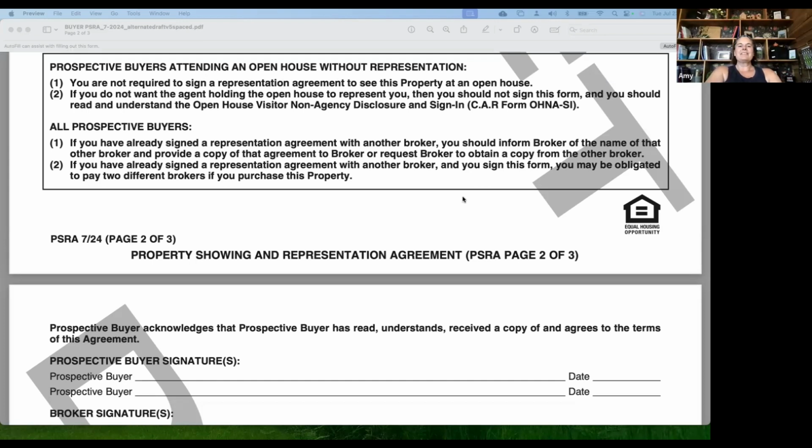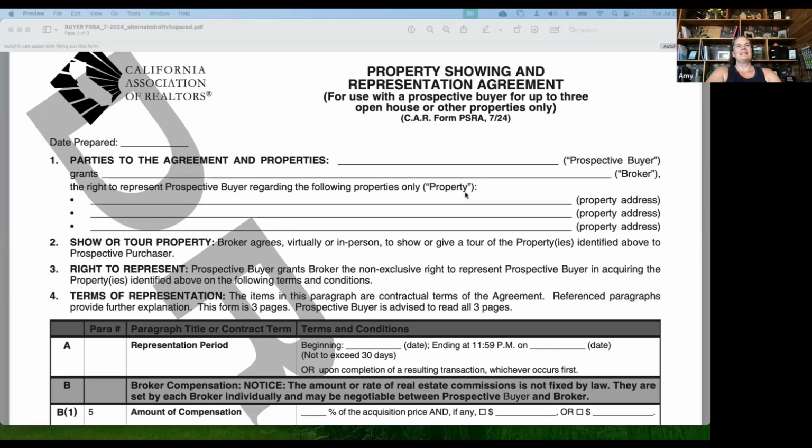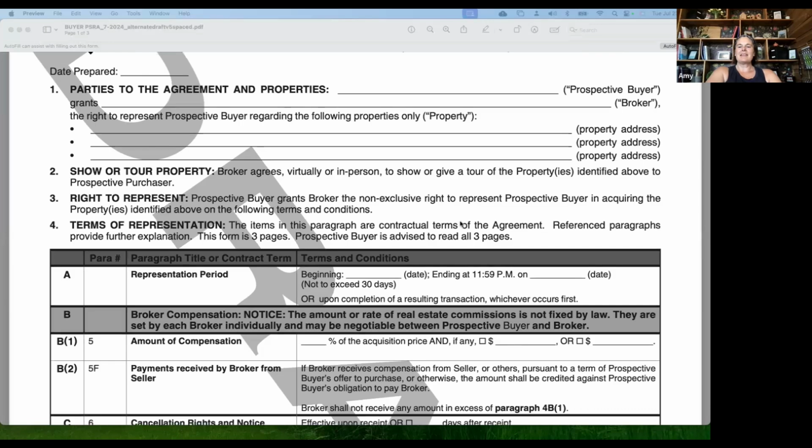All right. Any questions on the PSRA form? Nope, we're all good. Fabulous. Then that brings us to the end of this form. Let's see what's coming up next. I'm going to stop share. Give me just a second.